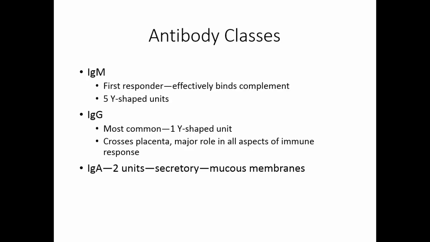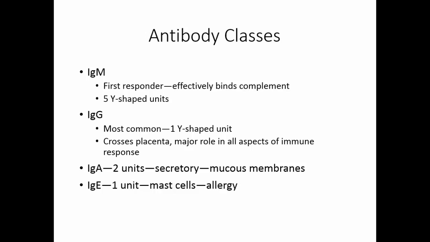Now, IgA is called the secretory immunoglobulin. We find this on mucous membranes. We think it may act to bind to materials that try to come through the mucous membranes. IgA can also be passed to the infant from the mother in breast milk.